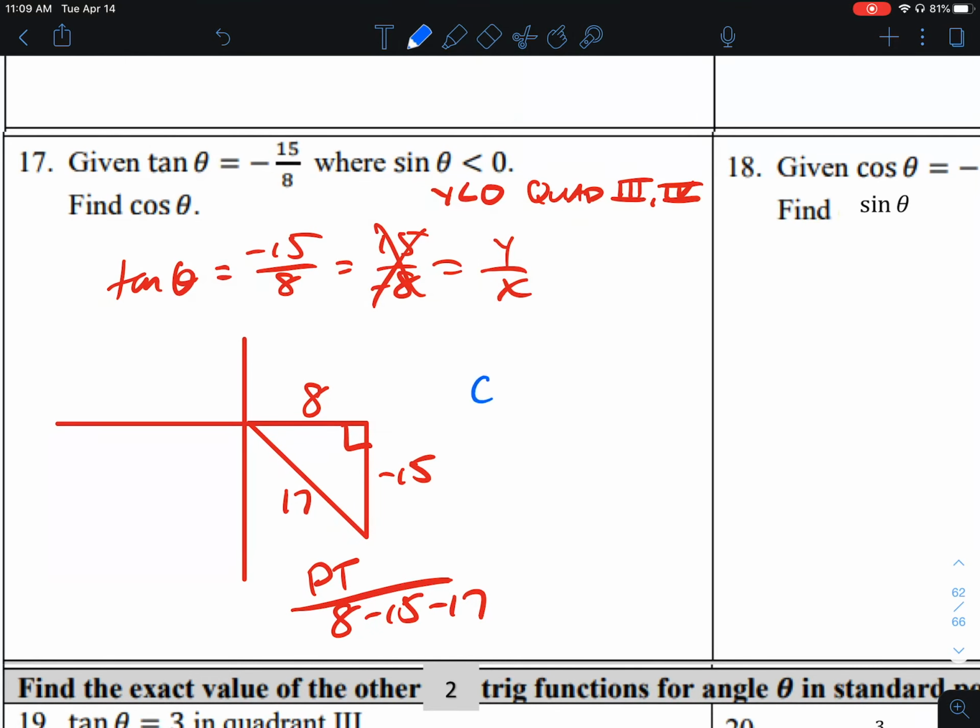So to answer the question, what is cosine of theta? It is x over r, which is 8 over 17.